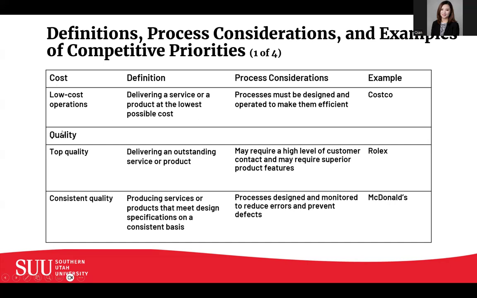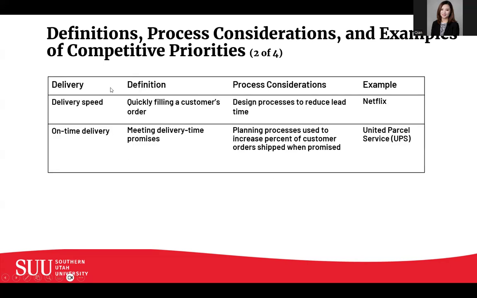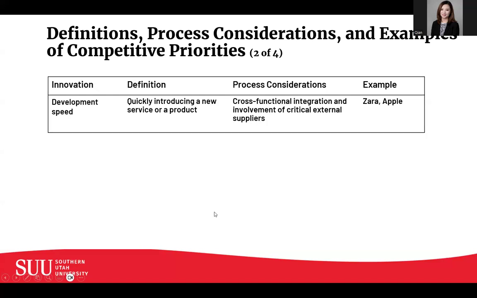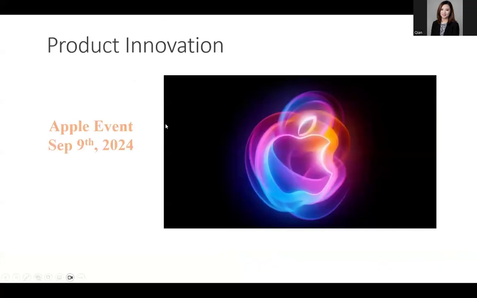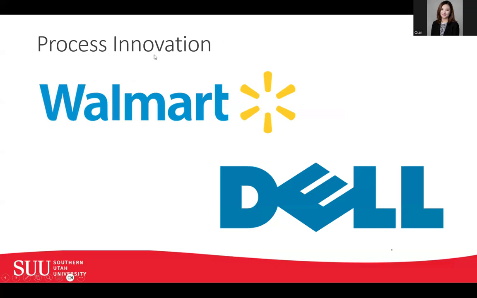Then, except for cost and quality, we also have delivery. Delivery, just like I mentioned, is the on-time delivery or the delivery speed, as well as the innovation. So when we talk about innovation, we talk about product innovation, just like Apple, as well as process innovation, like Walmart and Dell. Dell is really famous for its computers, but actually Dell has a lot of patents which help them earn a lot of profits and make money. So this is about innovation.